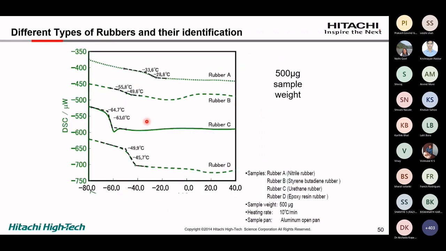This is the slide which is showing the quick identification of rubber. You can see over here a nitrile rubber, SBR, urethane rubber, and epoxy resin rubber. And look at the glass transition temperature. By looking at the glass transition temperature, you can quickly identify rubber A, rubber B, rubber C, and rubber D, and their respective identification by DSC.